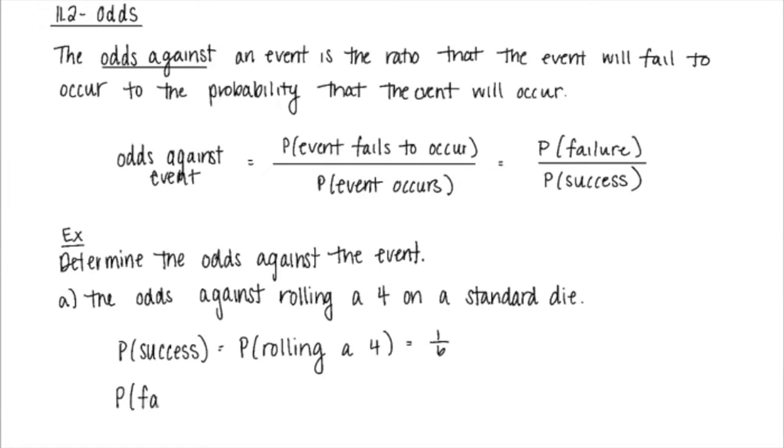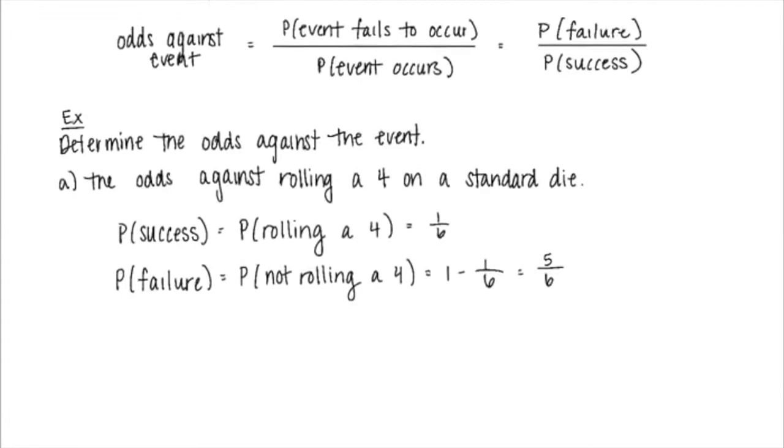So our probability of failure is the probability of not rolling a 4. When it gets more complicated, you could just say there's 5 out of 6 numbers. Really, you take 1 and subtract the probability of that event occurring. So you have a 5 in 6 chance of a failure. So the odds against rolling a 4 are going to be our probability of failure divided by probability of success.